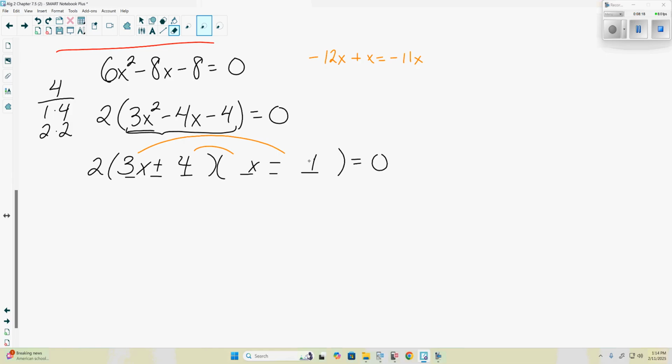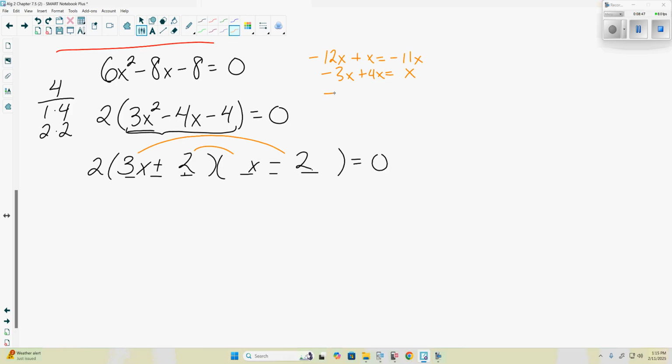So we can switch the 1 and 4 and try this again. 3x times negative 1 is going to be negative 3x. 4 times x will give us positive 4x, and negative 3x plus 4x gives us a positive 1x. Is that the middle term we wanted? No, it's not. So we tried every combination of the 1 and 4, so we'll have to switch it to 2 and 2, and we can try this again.